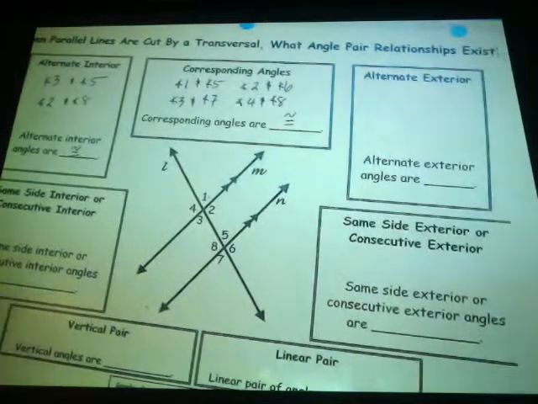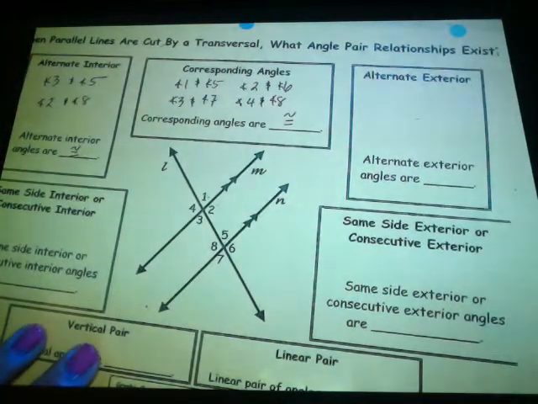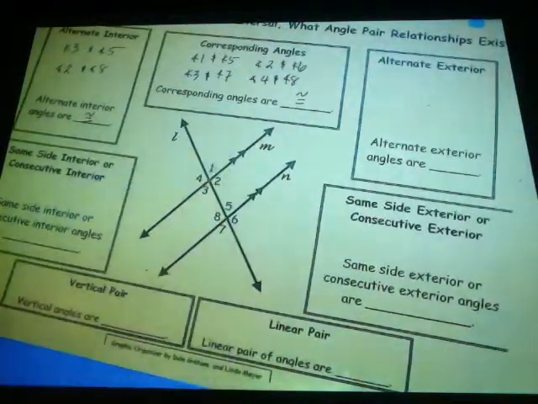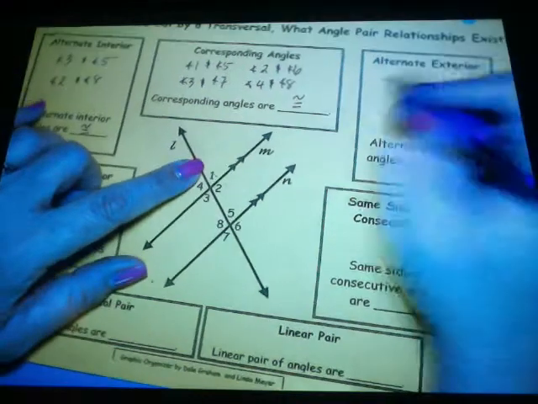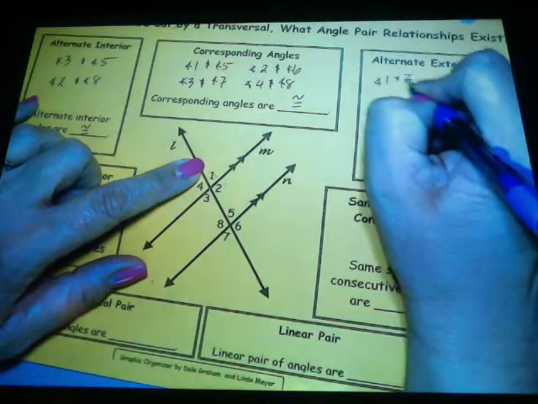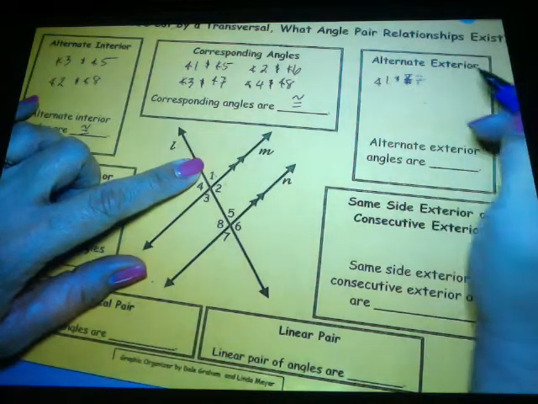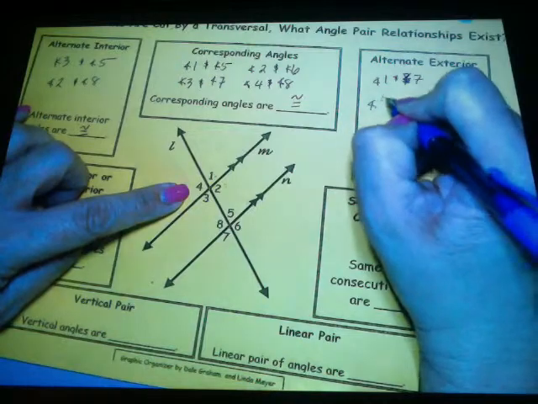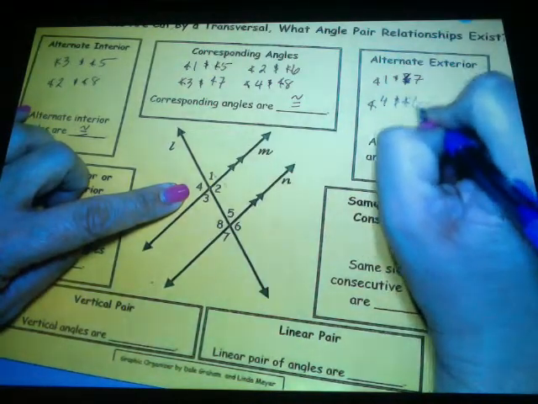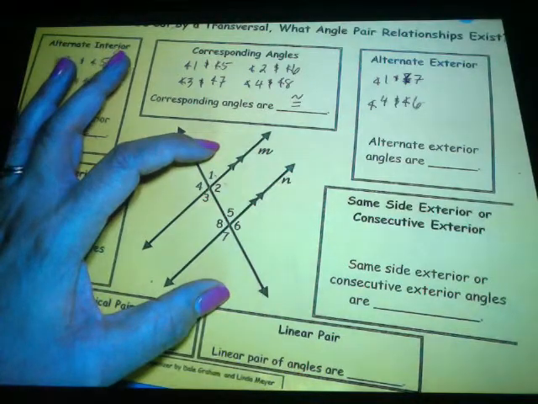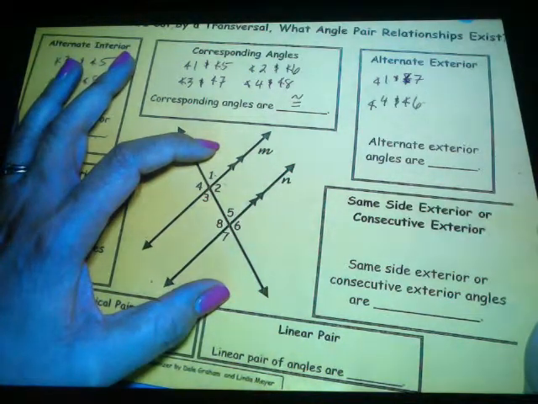Then let's look at your alternate exterior angles. Name a pair of alternate exterior angles. So here's your parallel lines. They have to be on the outside of those parallel lines. 1 and angle 7. So that's one pair. What's the other pair? Angle 4 and angle 6. Alternate exterior angles are what to each other? Look at those angles. Congruent or supplementary? Congruent.